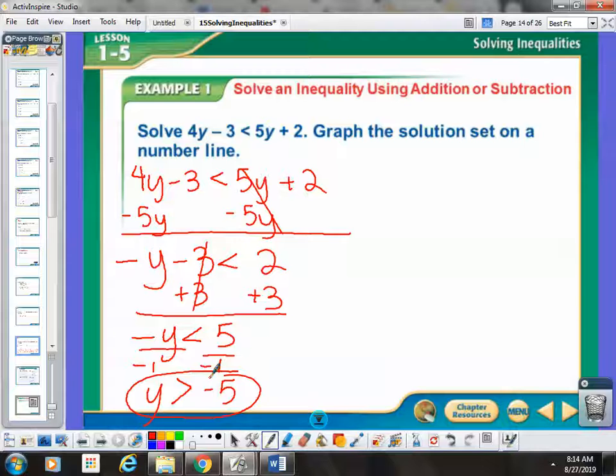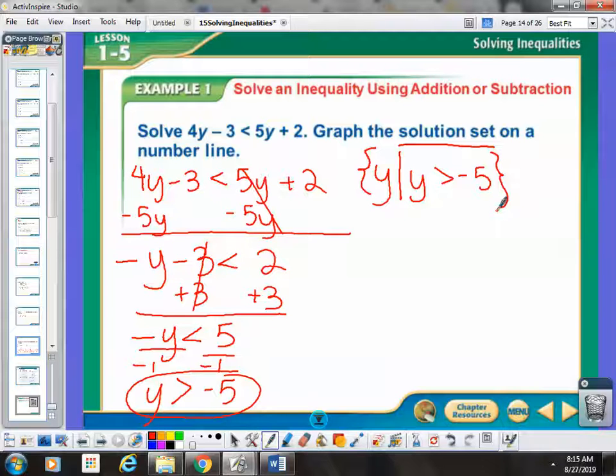When they say solution set, that's what they mean. Okay? That is read "y such that y is greater than negative 5." That's the fancy math language for the answer. I'm okay with y is greater than negative 5. But when they refer to solution set, that's what they're meaning.